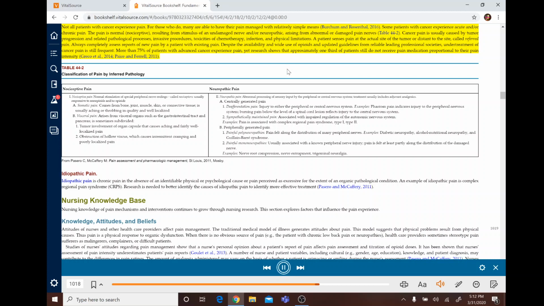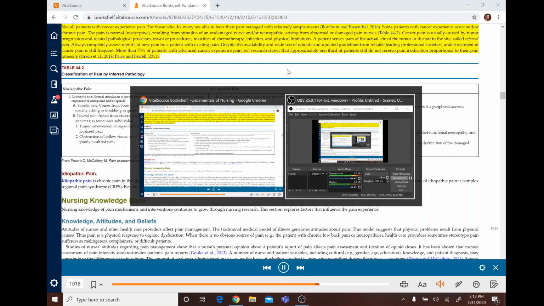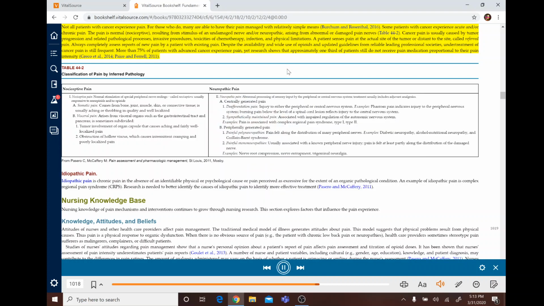Cancer pain. Not all patients with cancer experience pain. For those who do, many are able to have their pain managed with relatively simple means (Burcham and Rosenthal, 2016). Some patients with cancer experience acute and/or chronic pain. The pain is normal, nociceptive, resulting from stimulus of an undamaged nerve and/or neuropathic, arising from abnormal or damaged pain nerves. Table 44-2.